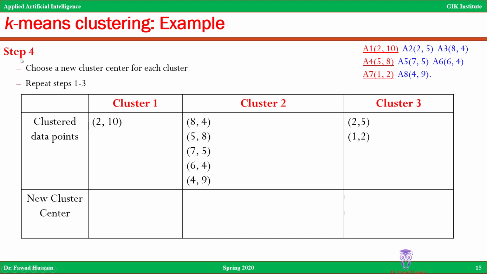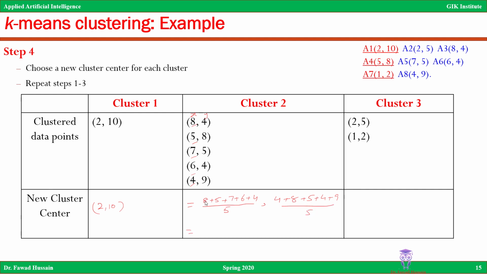Now the final step I need to do is calculate the new mean for this before I go on to the next iteration. So to calculate the new means, this is very simple. There's only one data point, so the mean is going to remain the same. I have nothing to do, nothing to change here. For this, these are all the x's and these are all the y's. So to calculate the new mean, this is going to be 8 plus 5 plus 7 plus 6 plus 4, adding these values and then dividing by the 5 elements, because it's the mean, so divided by 5. And then for the y, I have 4 plus 8 plus 5 plus 4 plus 9, again divided by 5.